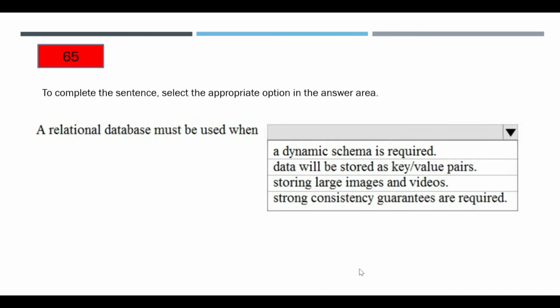This is a property of an object store and not a relational database. So this is something like Azure Blob Storage. You should use this, but you should not use a relational database for this purpose. Hence we have struck out all first three options. So the fourth option is the correct one.